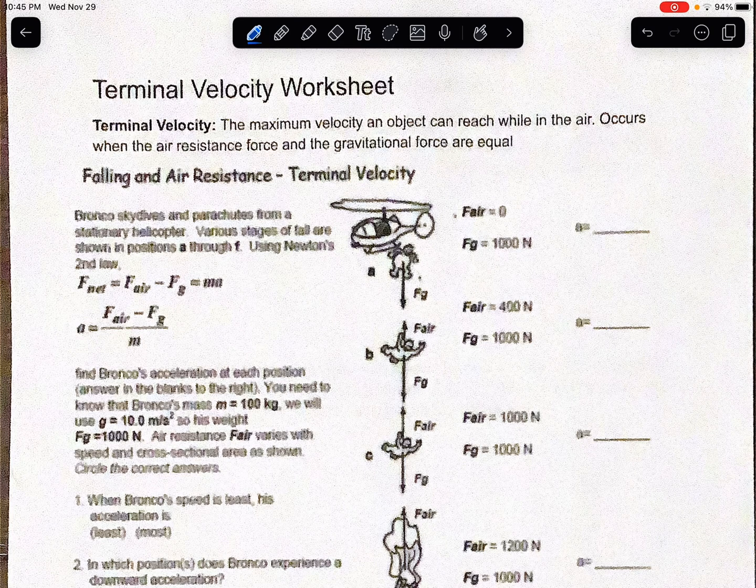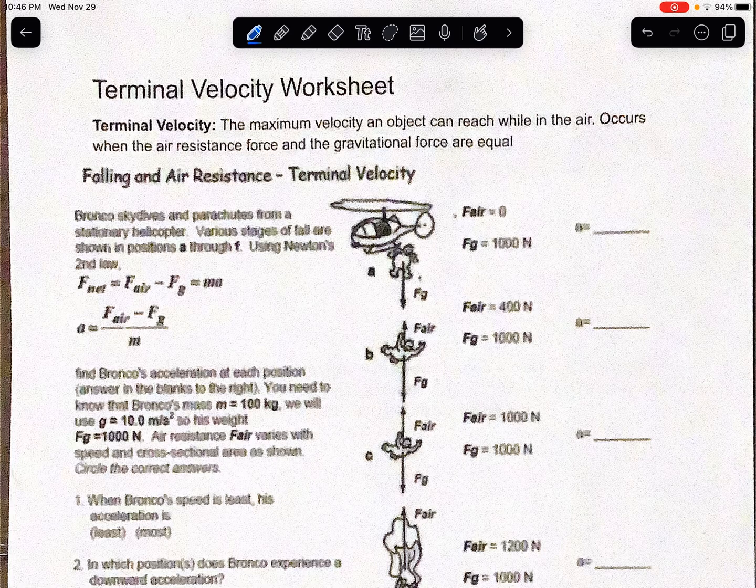So terminal velocity is the maximum velocity that you'll achieve when an object falls through the air. That means if you're going skydiving, when you jump out of a plane, you will start increasing your velocity, but eventually you will hit a point where that's the max velocity you'll go. Because your gravitational force is pulling you down, but your air resistance is going to eventually balance you out to where you're going to be falling at the same velocity. So your acceleration will become zero at some point.